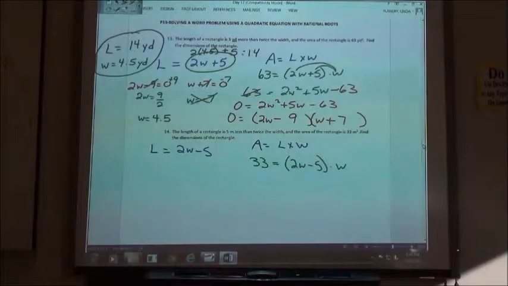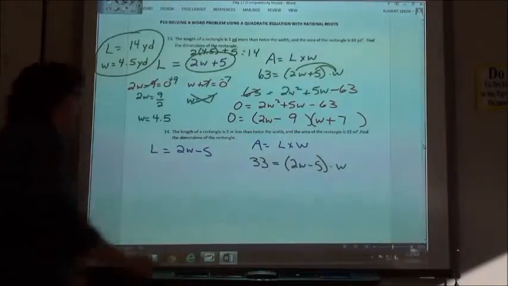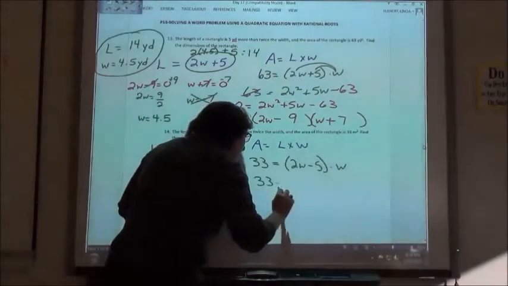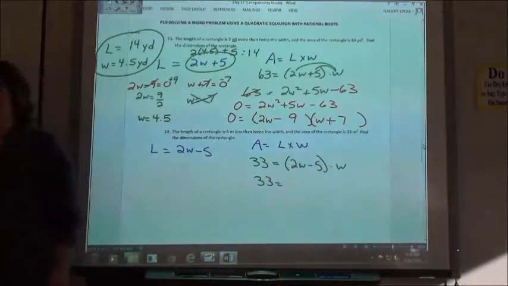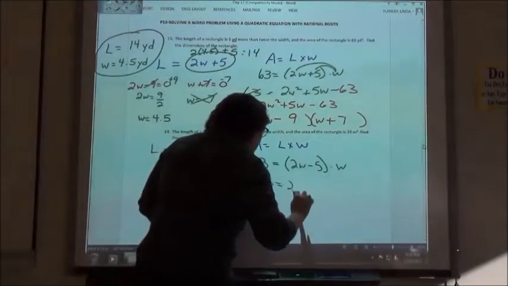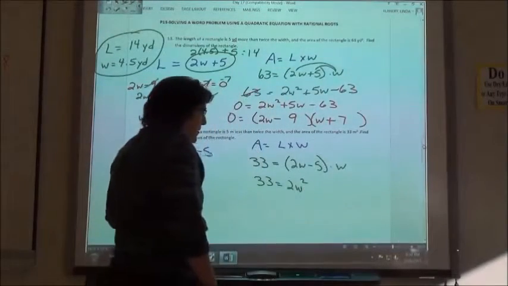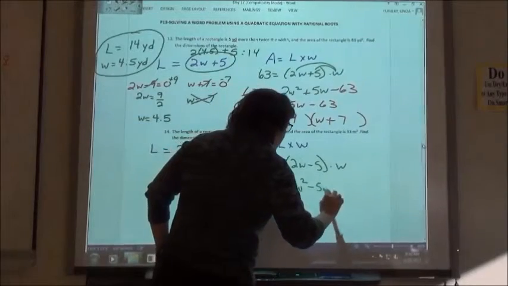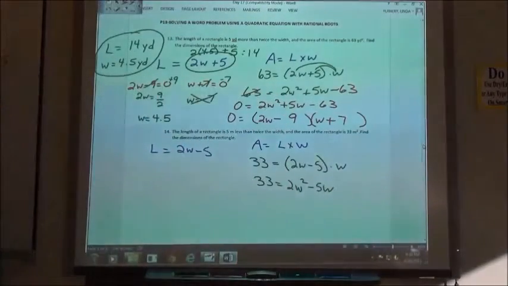So, using our distributive property, 33 is going to equal, what's on the right side? 2w squared minus 5w. And then what's the next thing we want to do?